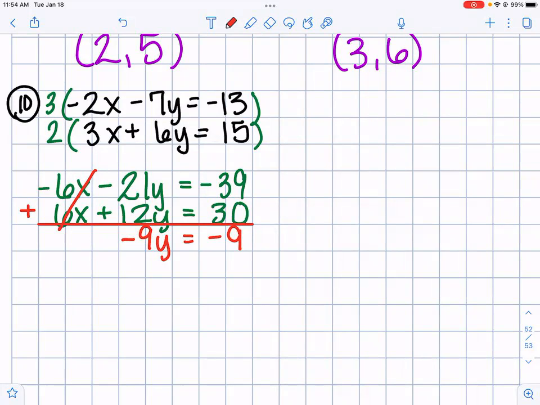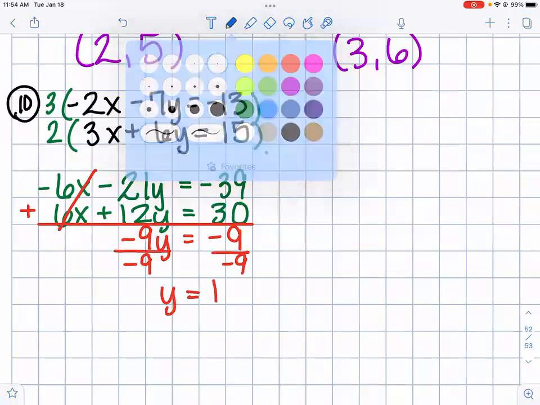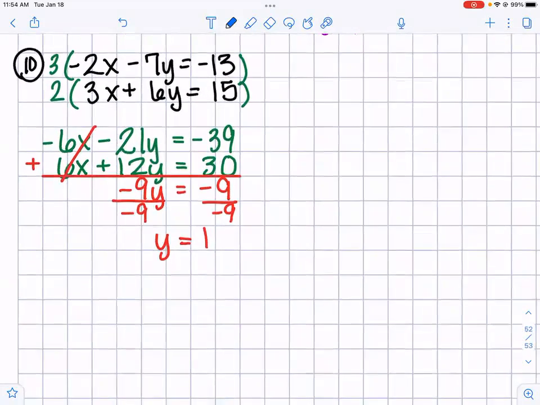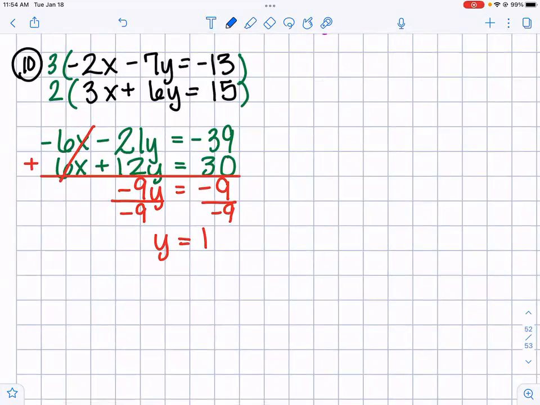Well, we're not done yet. What do we have to do? Divide. Yep. y equals 1. Good. How am I going to find x? Substitute the y into one of the equations. I'm going to use the bottom one because there's fewer negatives. It does not matter which one you use. 3x plus 6y equals 15. And I'm going to replace y with 1.